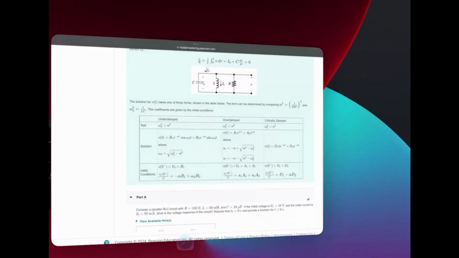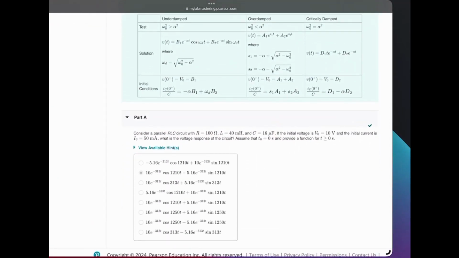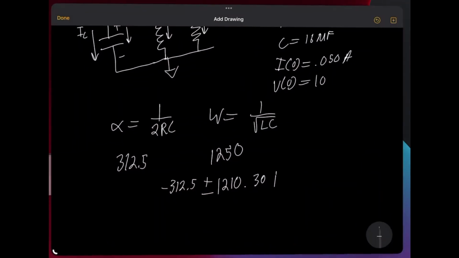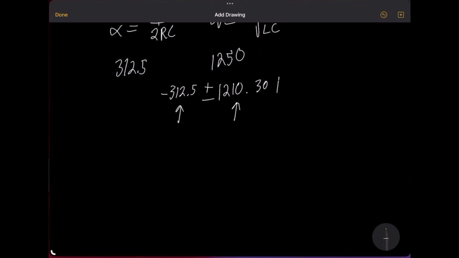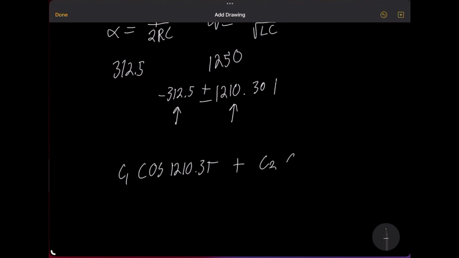Let's see what we got here. Yeah, so this is our alpha, this is our beta, which is going to be cosine of 1210.3 t plus C2 into C1. Don't forget that. Sine 1210.3 t, times e to the negative 312.5 t.